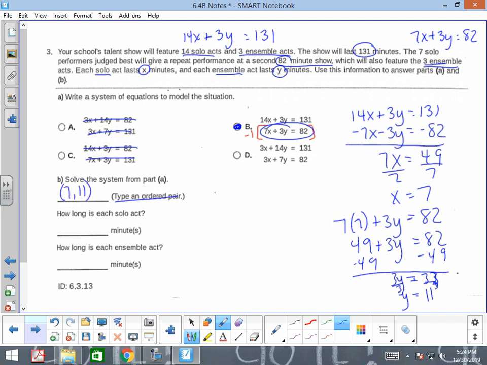Now, how long is each solo act? So the solo act is X. Remember, X is your solo act, and the ensemble is Y. So X is 7 and Y is 11. Okay? All right, so that's video number 1. Video number 2 will contain the rest of the word problems from these notes.